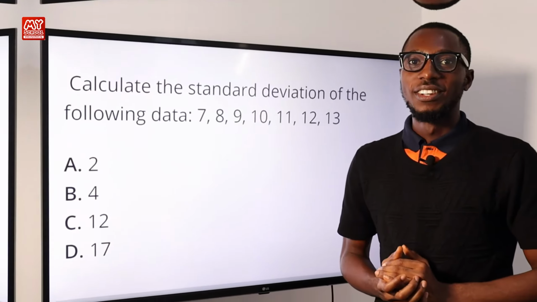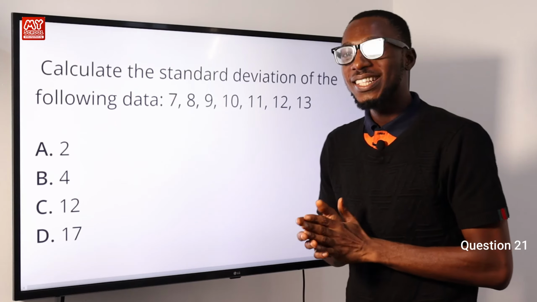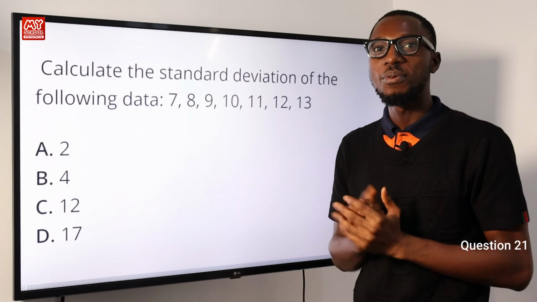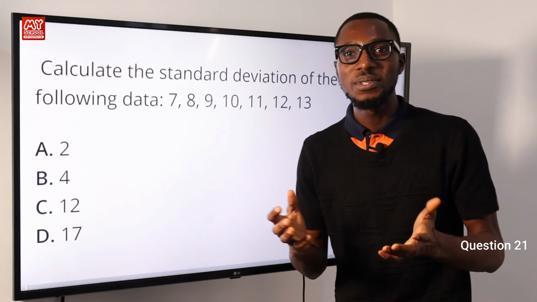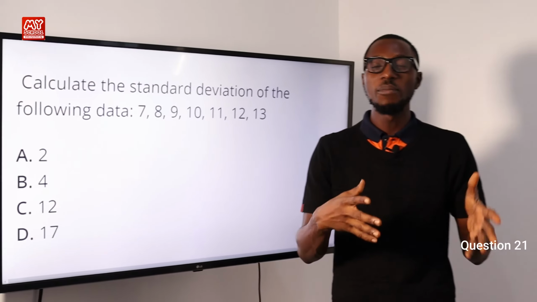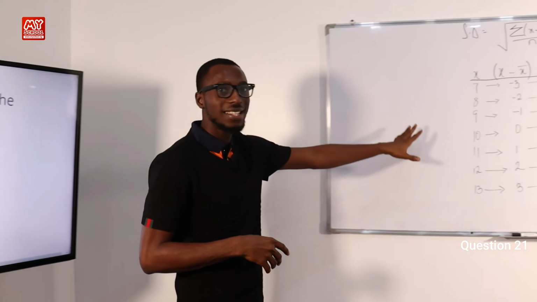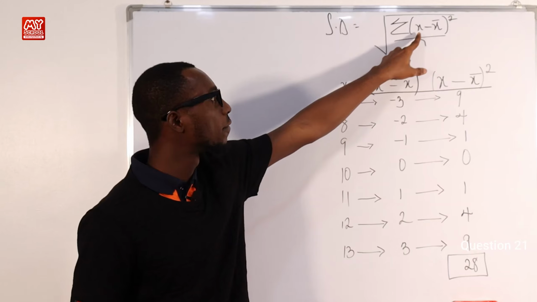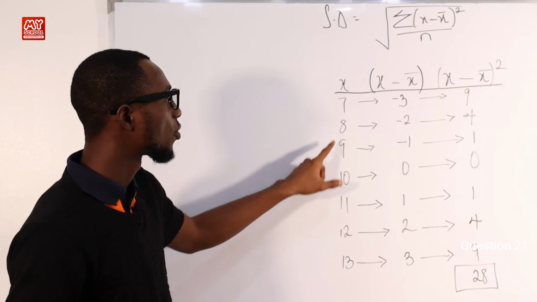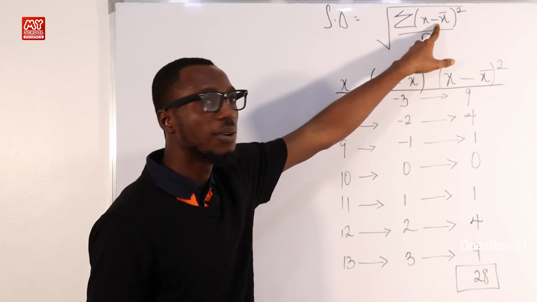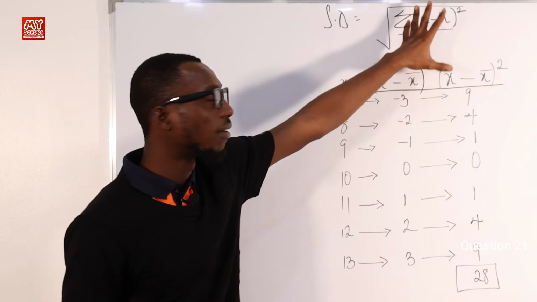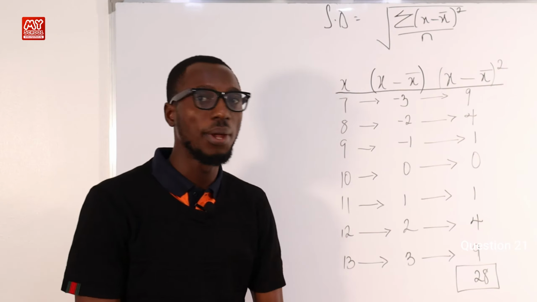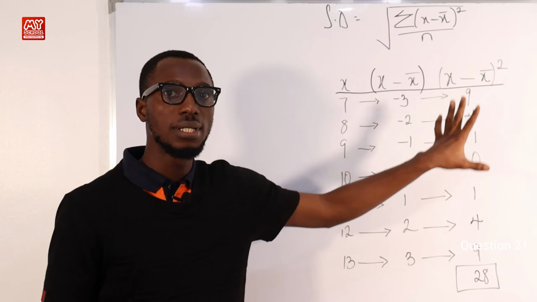Question 21. Calculate the standard deviation of the following data: 7, 8, 9, 10, 11, 12, and 13. What we just have to do is to first put forward the formula for standard deviation, and I've done that on the board. Standard deviation equals the square root of the summation of x, where x represents each of these values given, minus the arithmetic mean, squared, then divided by the number of items or values that we have. So that is why we have to first draw this table.